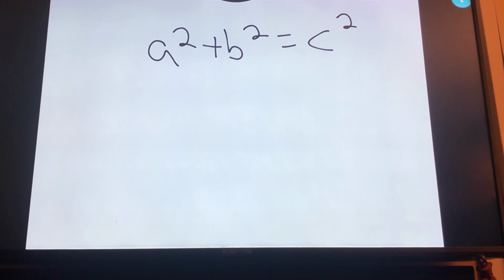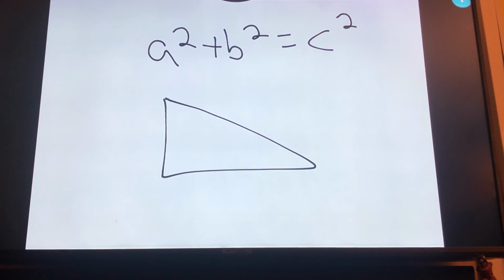So, Pythagorean theorem states that you have a squared plus b squared equals c squared. C squared is always your hypotenuse because it's the longest side. So, again, if we have our triangle and it looks something like this, that means this would be C, this would be A, this would be B. Or you can do it backwards. You can go B, A. And they're all going to be squared.